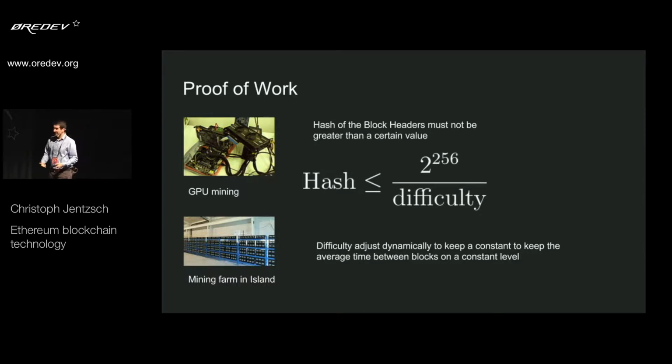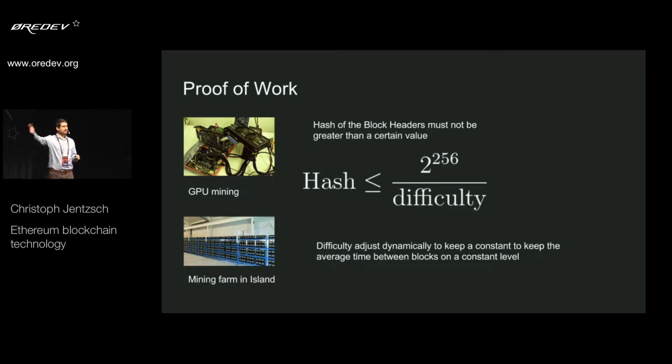And they all do this. And then there is this difficulty. The difficulty rule is very simple. So for Ethereum, for example, the block time, also the time between two blocks, is around 14 seconds. And every time someone finds a new block before the 14 seconds are over, the difficulty slightly increases.